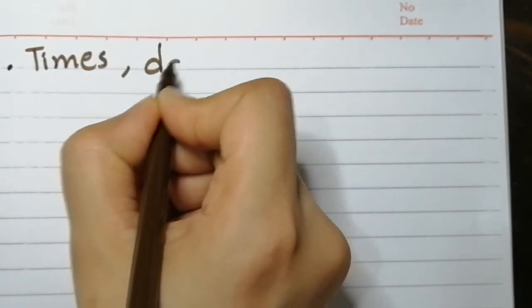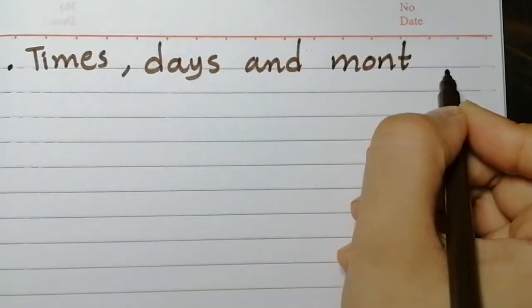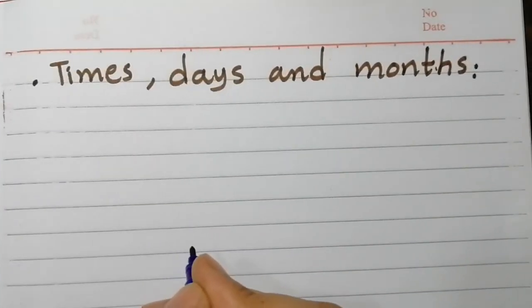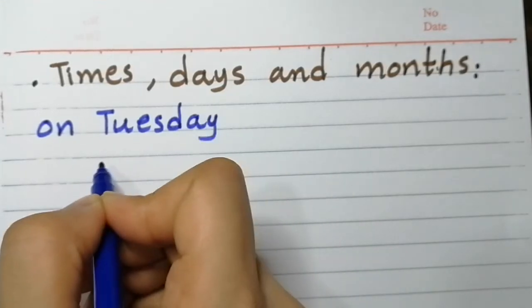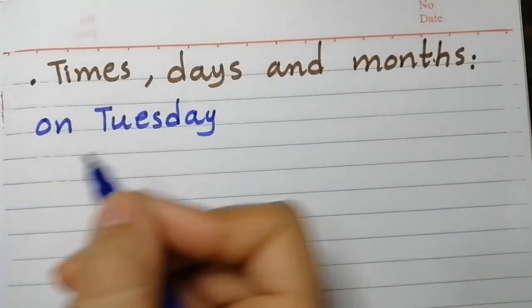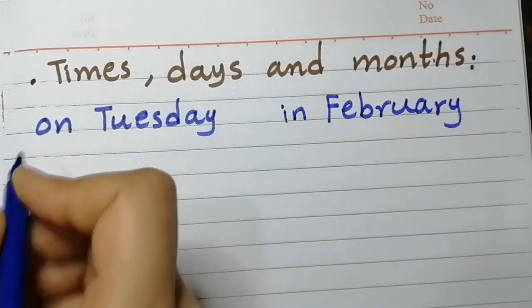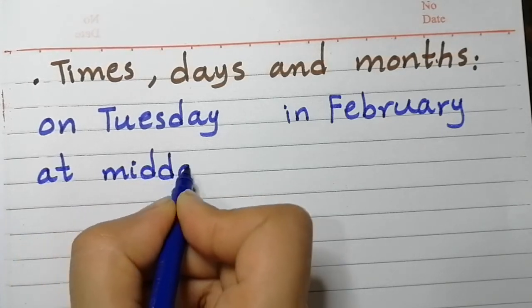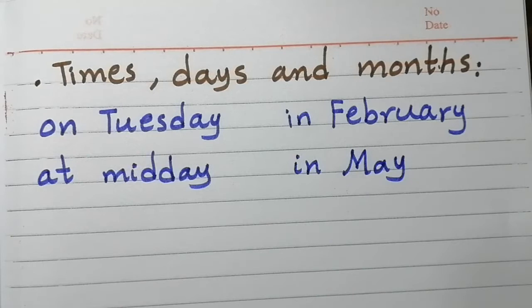Days and months. With time, days and months, for example, we say on Tuesday. We do not say on the Tuesday, no, on Tuesday. We also say in February. We also say at midday. We do not say the midday. Also we say in May, because with times, days and months we do not use "the".